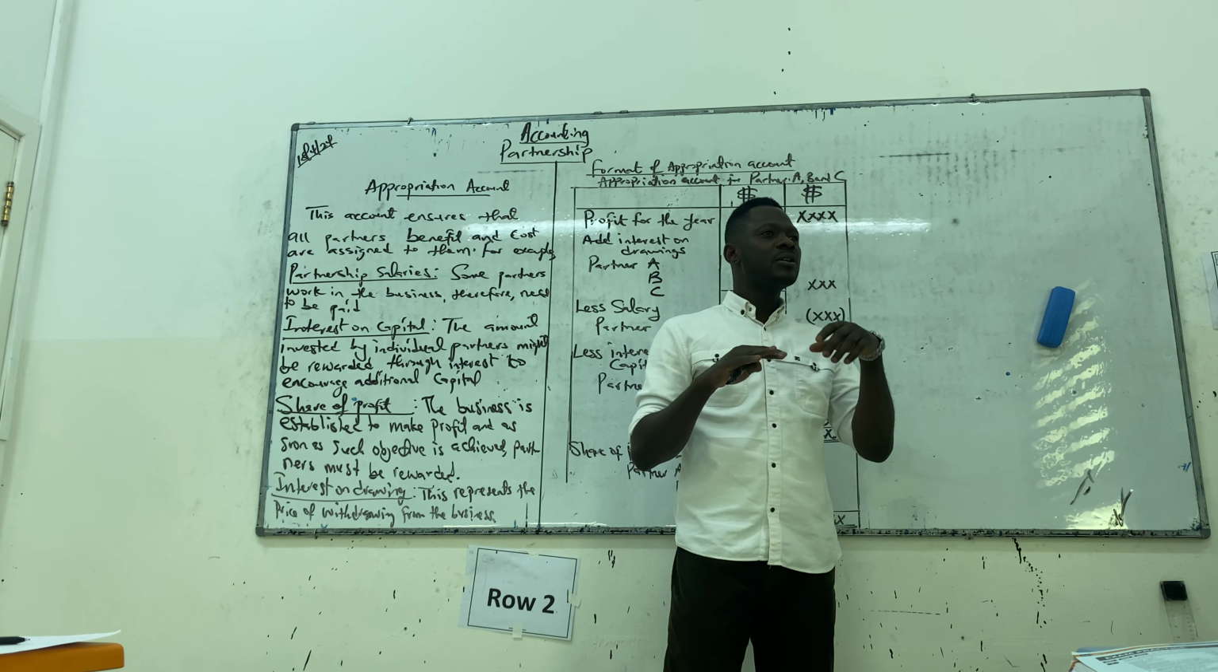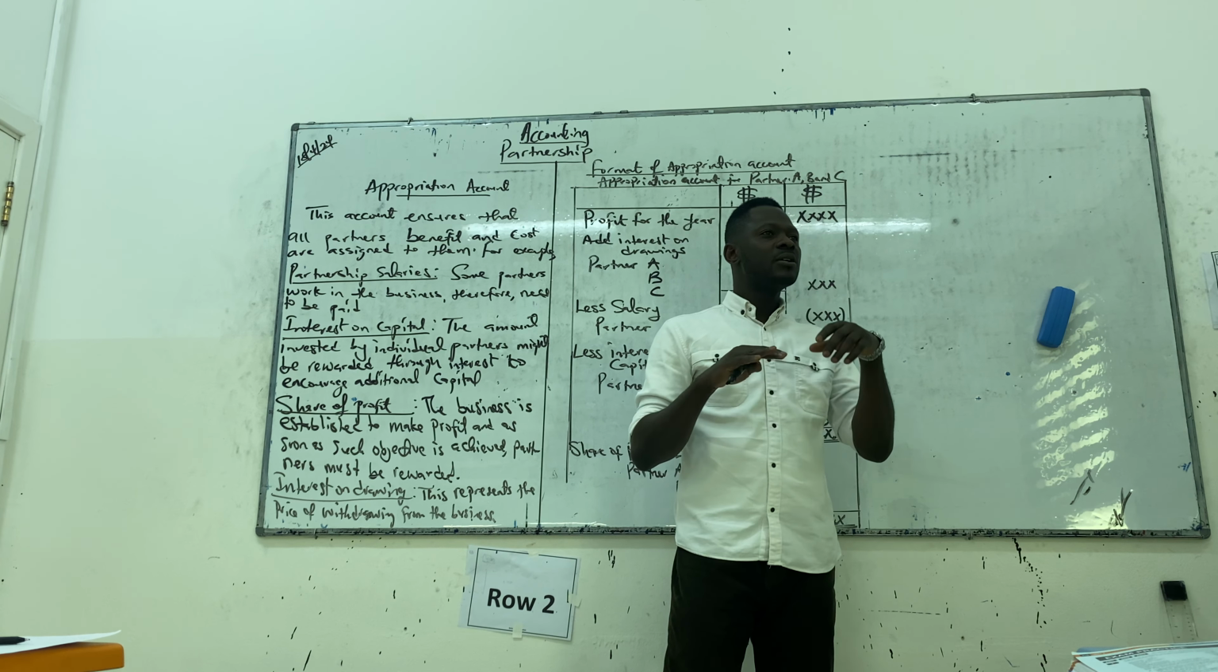So they want to discourage partners from taking money from the business. So when you know that you have to pay interest on whatever you withdraw, you would not want to withdraw. Yes or no? So interest on drawings represents a certain amount of money moving out of the business. They don't want that to happen. As a result, whenever you take money from the business, you pay interest on it to discourage withdrawals. Is it clear?